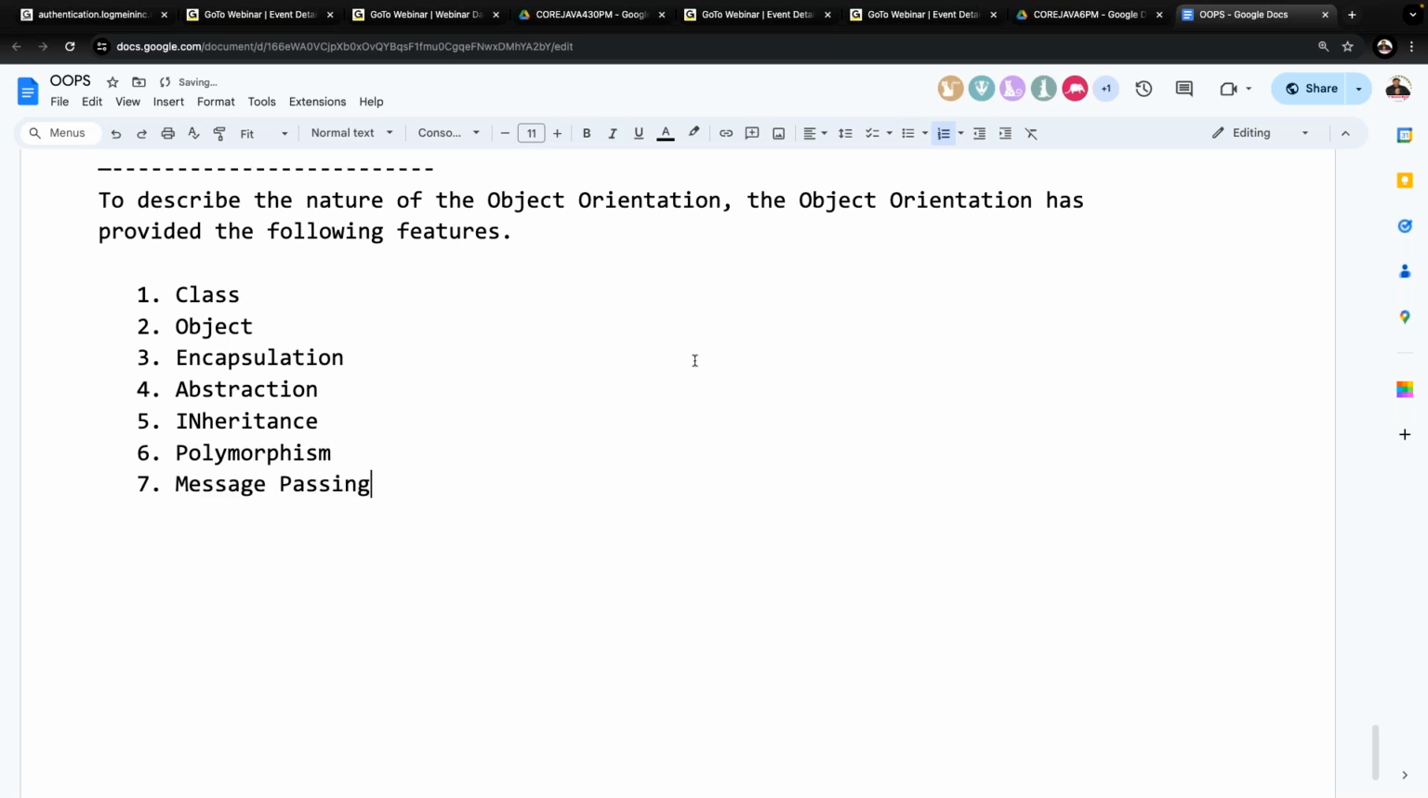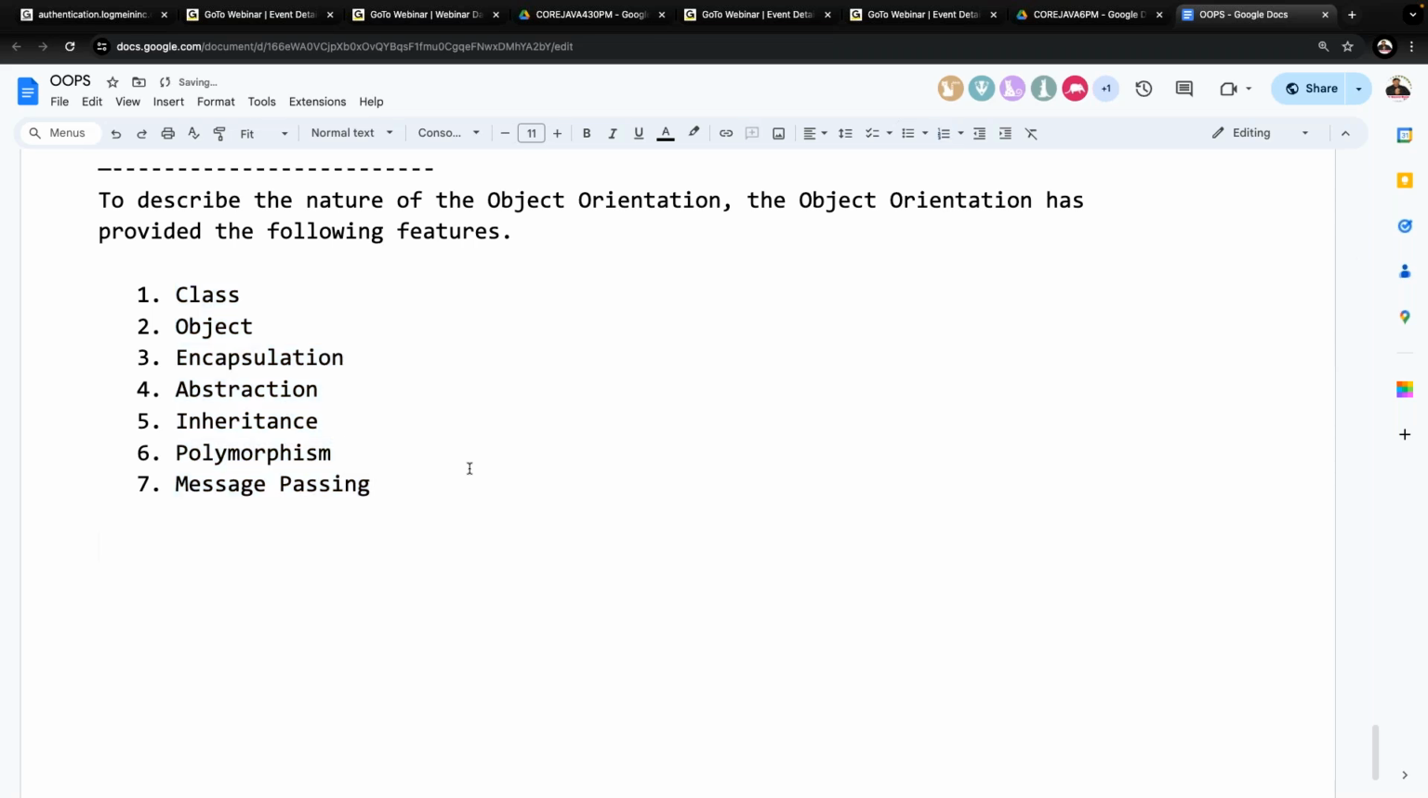But remember, this message passing you may not see in any context in our object oriented features. At most we can neglect this one. Nobody will count it, but it is one of the object oriented features. Just a definition we are going to understand. Not to worry about it. What are the various object oriented features? Class, object, encapsulation, abstraction, inheritance, polymorphism, and message passing.